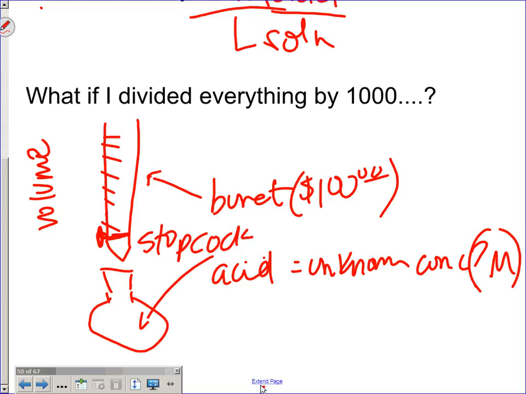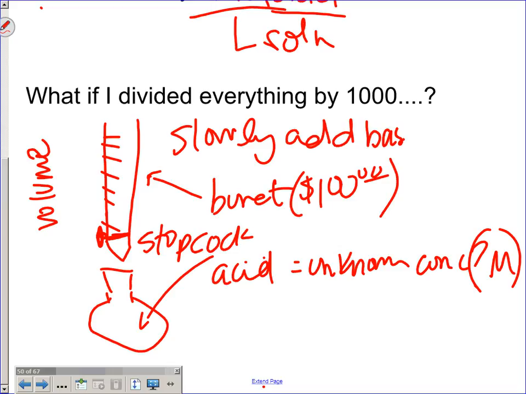Okay, you flip it, it lets liquid through. You flip it back, it doesn't let liquid through. So it opens and closes as you go. And so what we'll do is we'll slowly add. If I have acid down here, what do you think's up here in the burette? Base. Okay, slowly add base of known concentration.